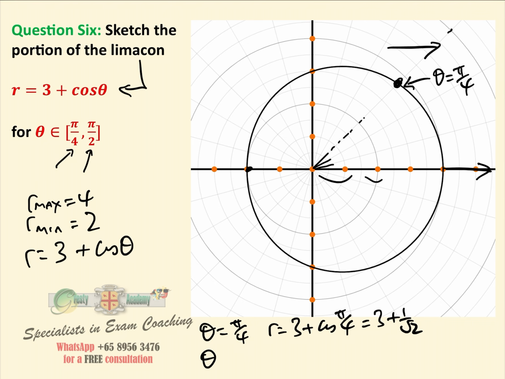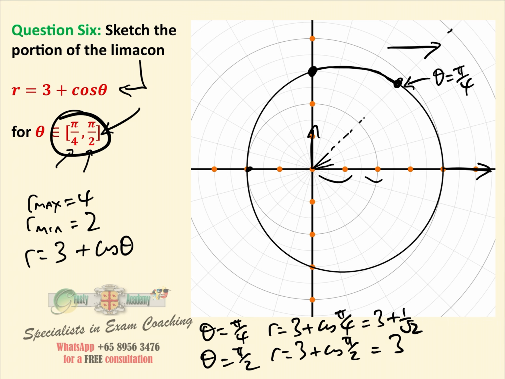r equals 3 plus 1 over root 2, and theta is pi over 4. And let's have a look at theta is pi over 2. When theta is pi over 2, which is the other side of our domain, r is equal to 3 add cos pi over 2, which equals 3, and so pi over 2 is up here. That point is 3, and so the portion of the limacon for this domain is only that little bit there. And just as a matter of interest, we can see that there's no dimple here because this is greater than 2 times that. Okay, so that's question 6.